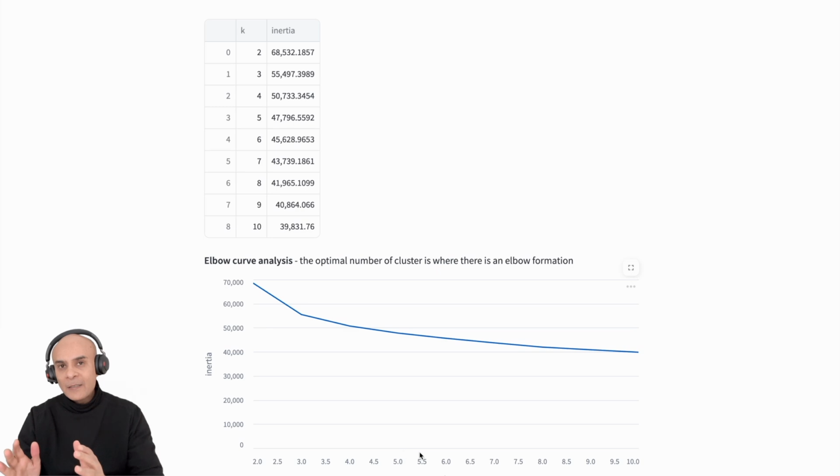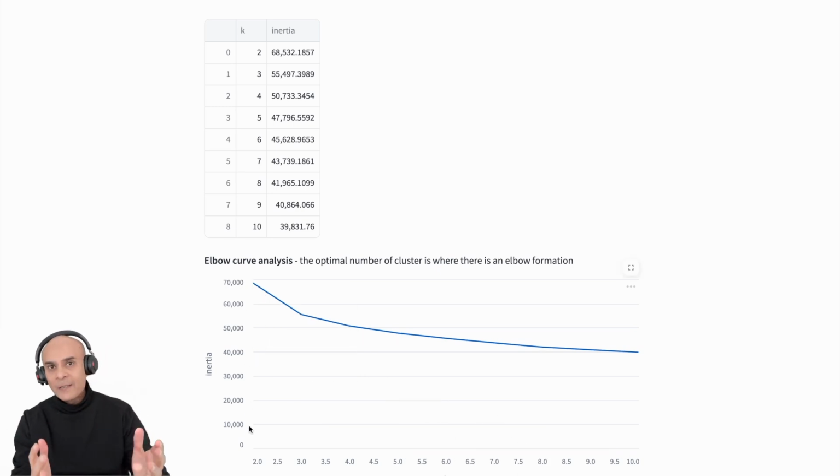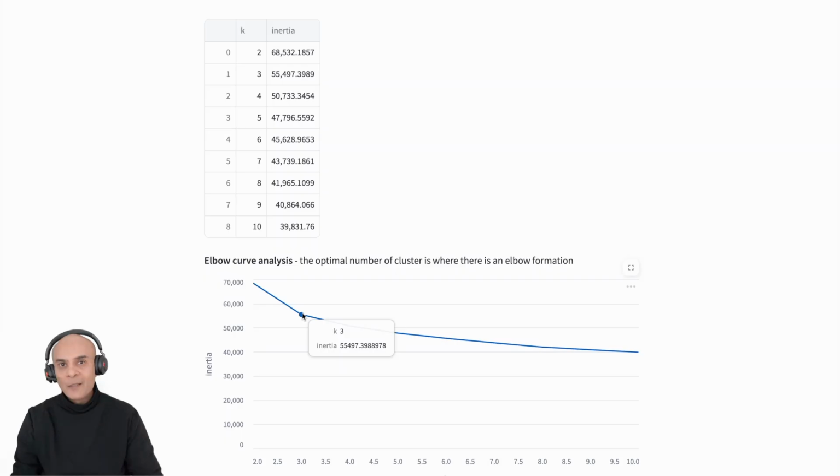Here on the x-axis, you see different number of clusters from 2 to 10. And on the y-axis, you see the loss which is produced if you select the corresponding number of clusters. Now, the optimal number of clusters is where the curve is forming an elbow, as you can see on the screen, and hence the term the elbow curve. So here you can see that the optimal number of clusters corresponds to 3.